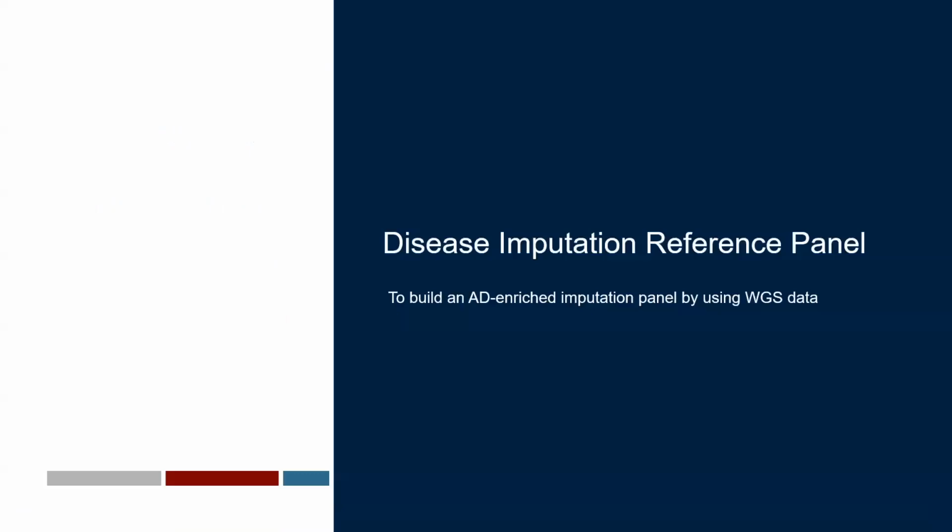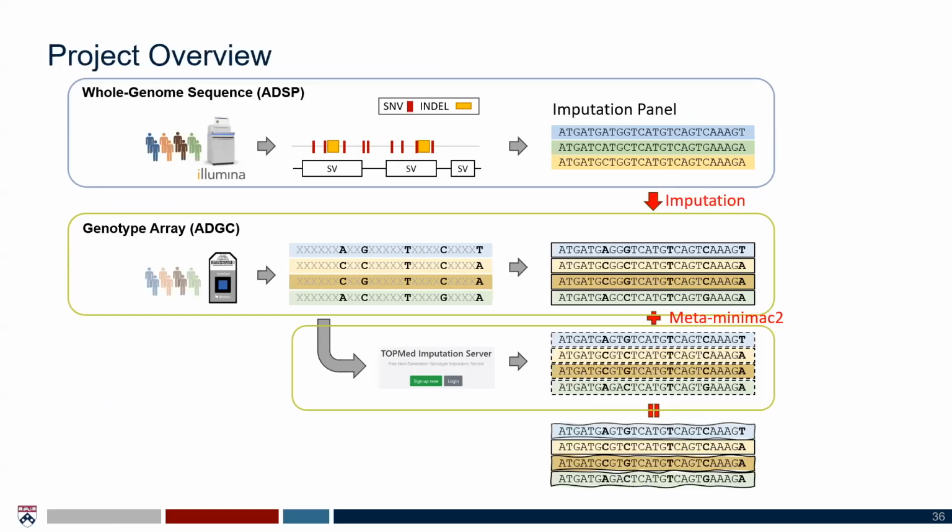Okay, so for the next part, I would like to show you what to do when you have whole genome sequence data. Because whole genome sequence data is still more expensive than genotype array data, how can we integrate them together and reduce the cost?